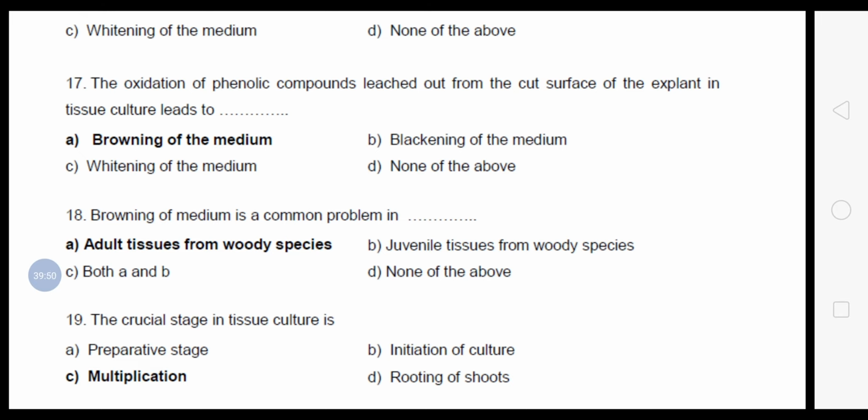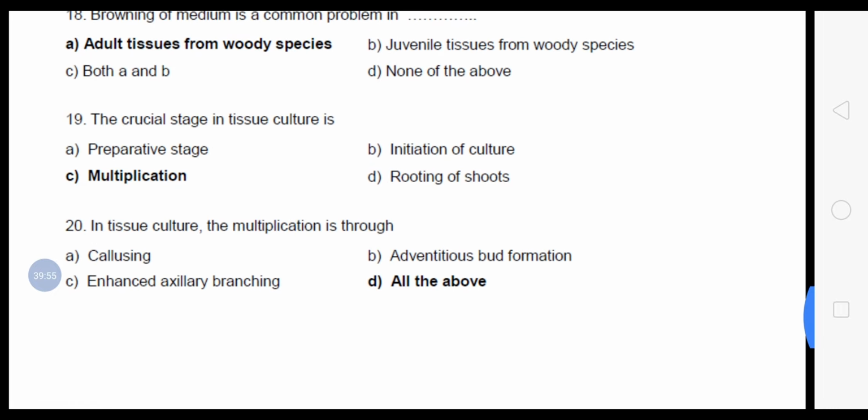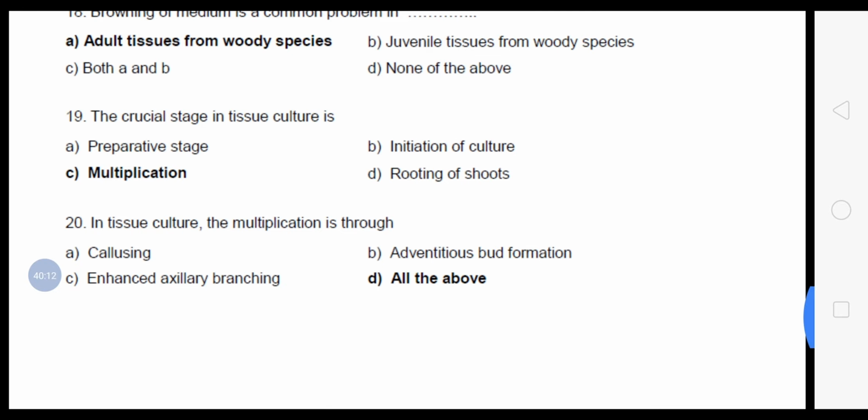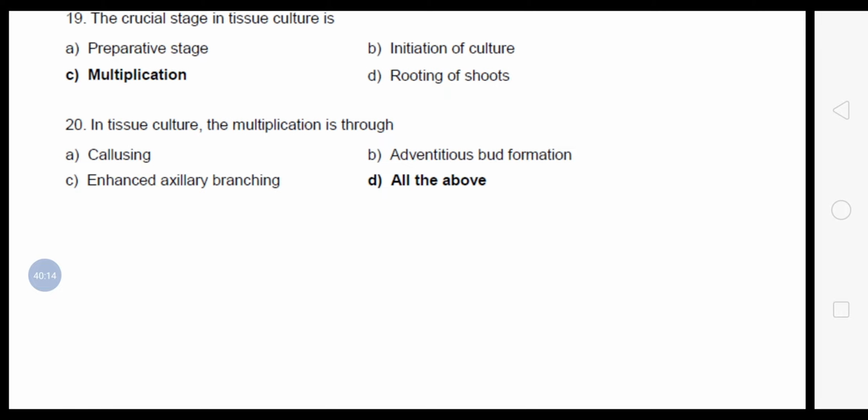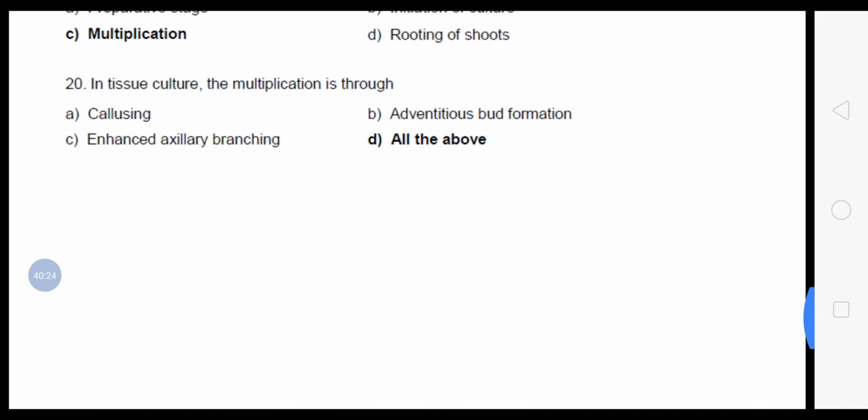Browning of the medium is a common problem of adult tissues from woody species. That means the younger the tissue or the more meristematic tissue we take, the more we can avoid browning. Crucial stage in tissue culture is multiplication. In tissue culture, multiplication is through callusing, adventitious bud formation and enhanced axillary branching. Multiplication is a very crucial step in plant tissue culture.